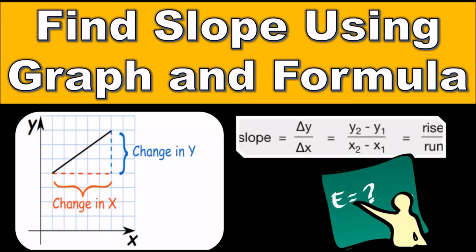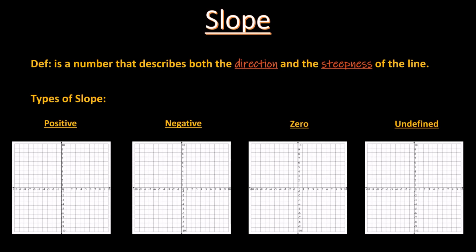Today I want to show you how to find slope using a graph and the formula. The definition of slope: it is a number that describes both the direction and the steepness of the line. And there are four types of slope.